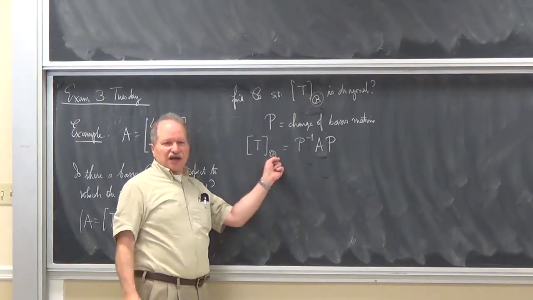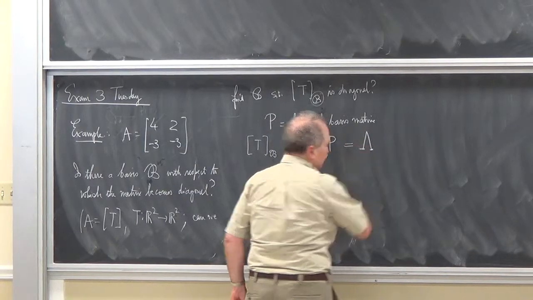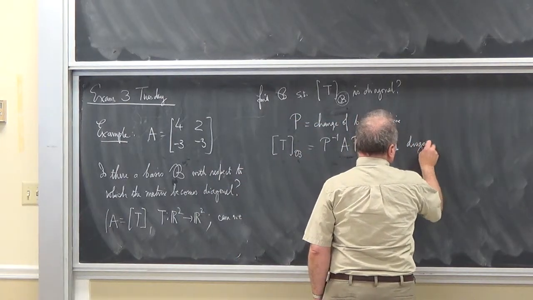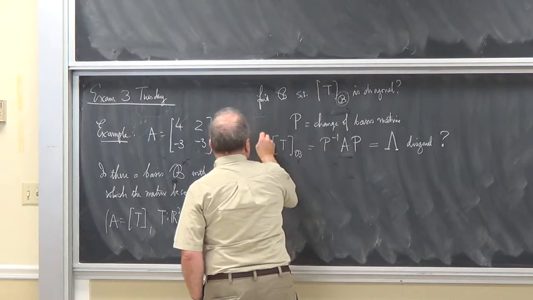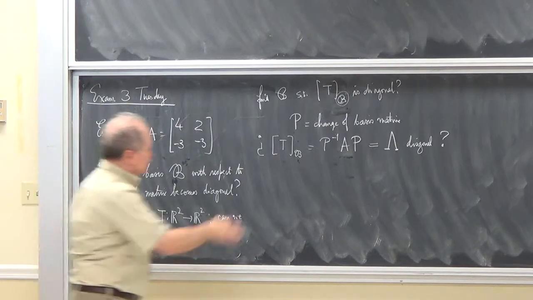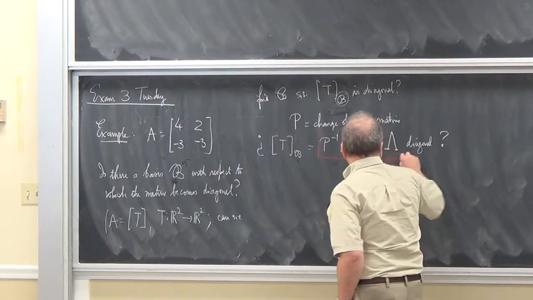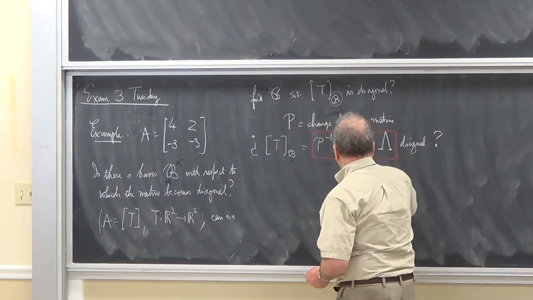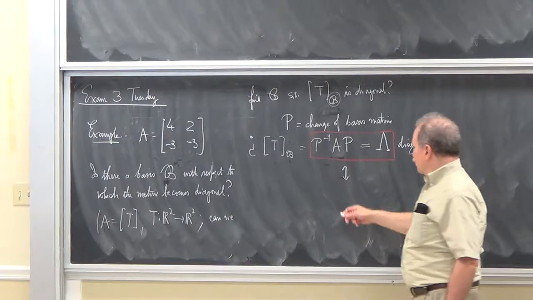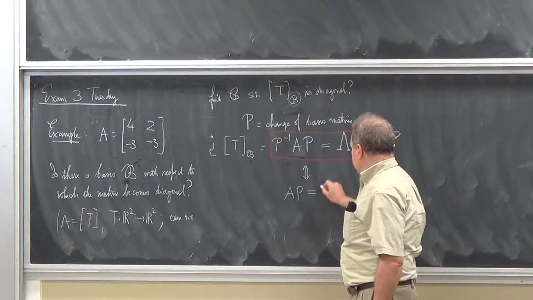And the question is, can we find the new basis in such a way that this becomes a diagonal matrix? For reasons that will become apparent to you in a few minutes, I'm going to call my diagonal matrix lambda. So that's what I want to do. Let's just play with this for a second and see algebraically what this equation is saying. It seems to be saying A times P equals P times lambda.